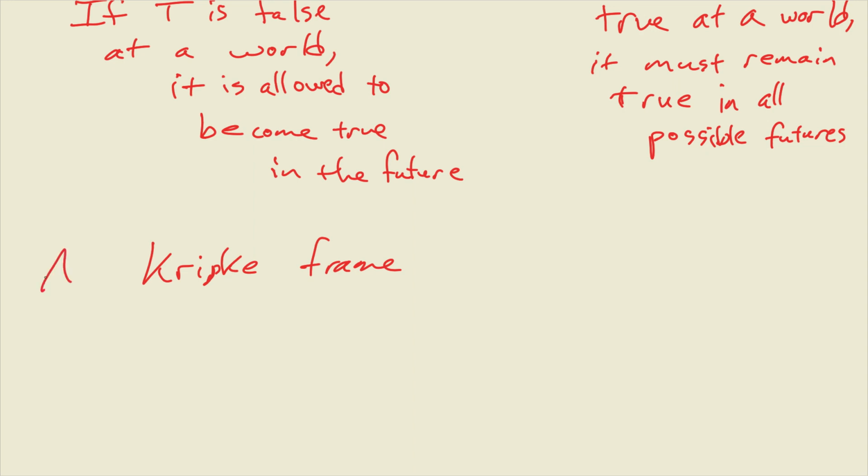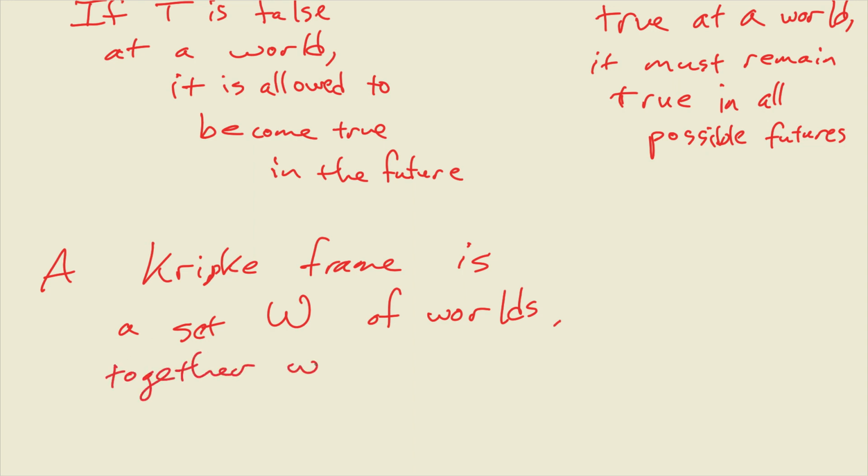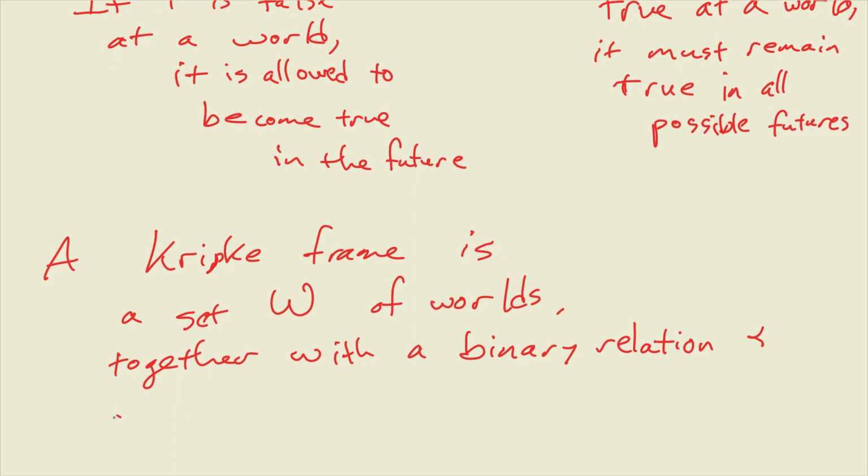So a Kripke frame is a set W of worlds. These are all these possible alternatives we have out there, together with basically a reachability sort of graph. So with a binary relation, if you want to do this set theoretically, you think about having a binary relation, and let's just denote it using some kind of symbol here that sort of looks like an ordering symbol on W.